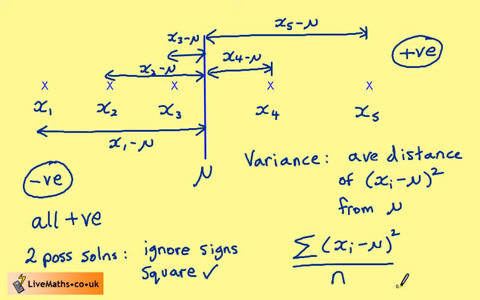This formula gives us the variance, but remember, we've squared everything here. So if the units of the original data was, say, in centimeters, this result will be in centimeters squared. And that's why we have the standard deviation. The standard deviation is the square root of the variance, and therefore has the same units as the original data.